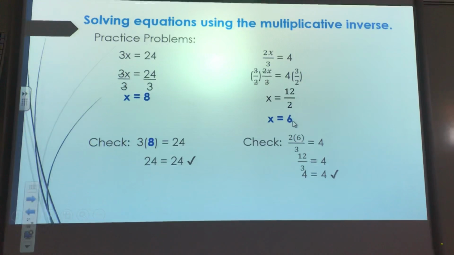And then we could double check to make sure we did the math correctly by plugging 6 in for x. 2 times 6 is 12. 12 divided by 3 is 4. And that completes our notes on one-step equations.